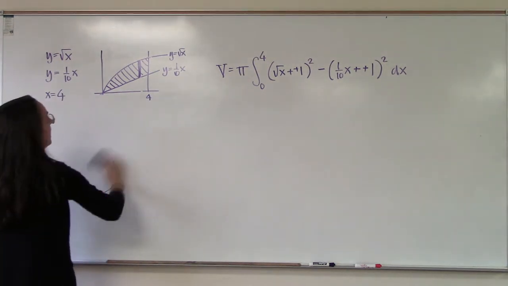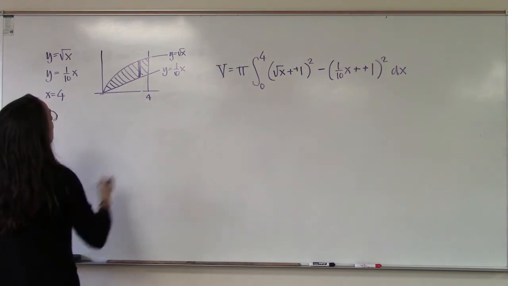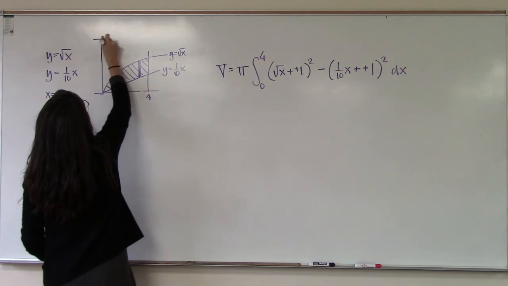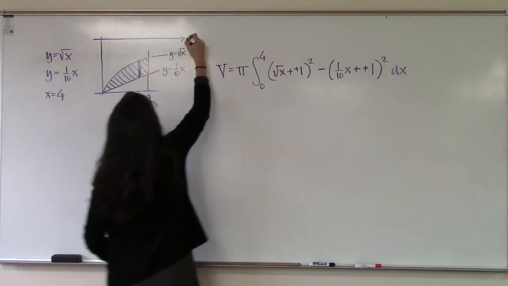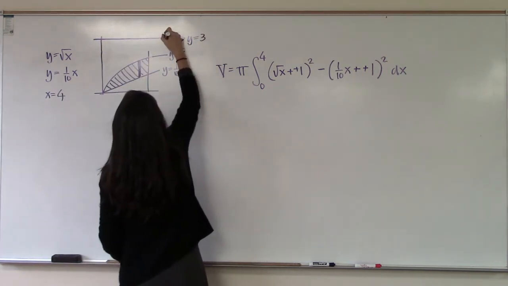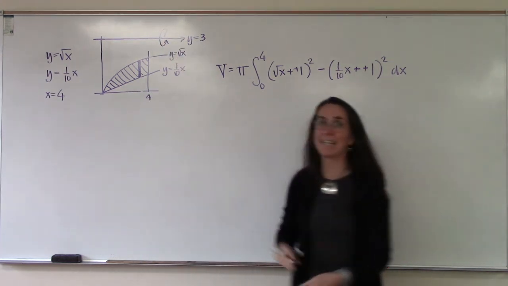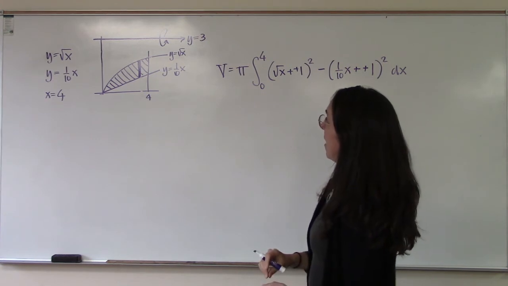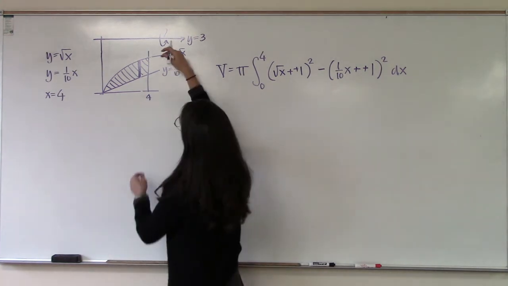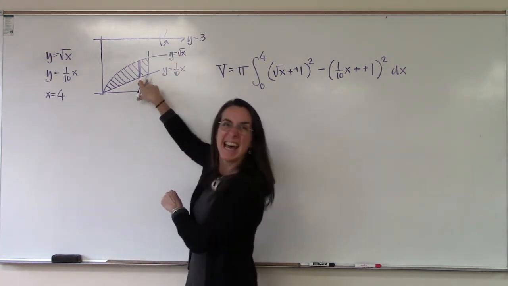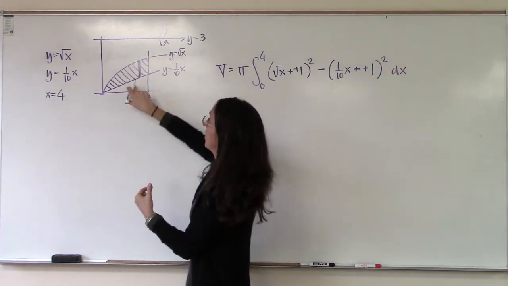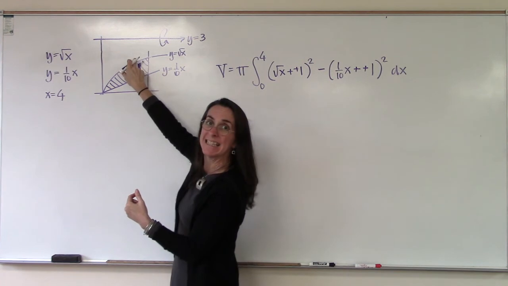I'll keep the region the same, but how about this time? Yikes! What if we revolve it around y is equal to 3? Yeah, wow. Now do you see that this is going to be the outside edge, right? Because the axis runs down the middle of the thing. So now this is the outside edge and this is the inside edge.